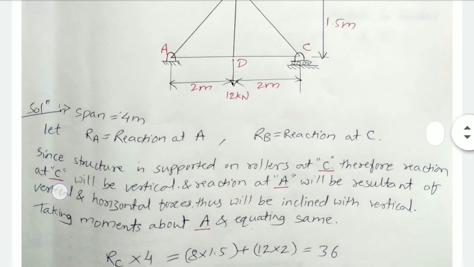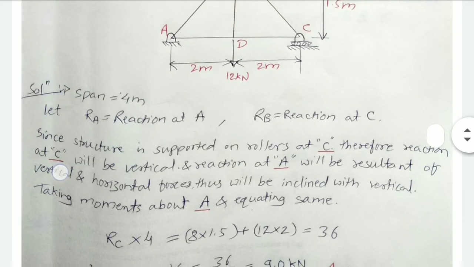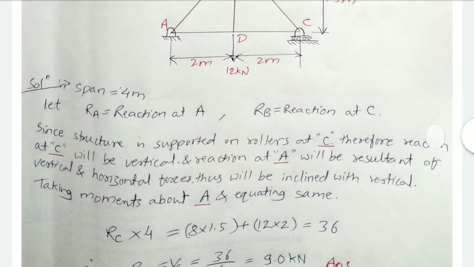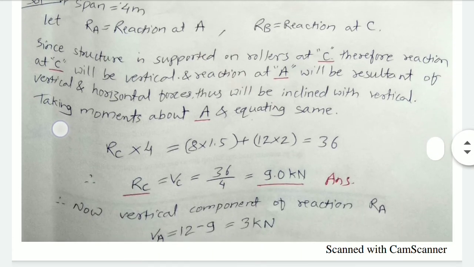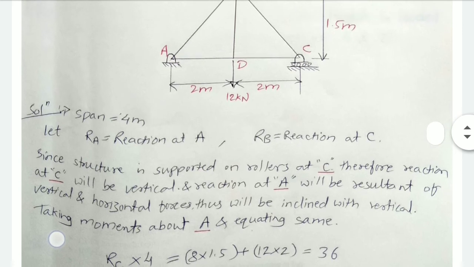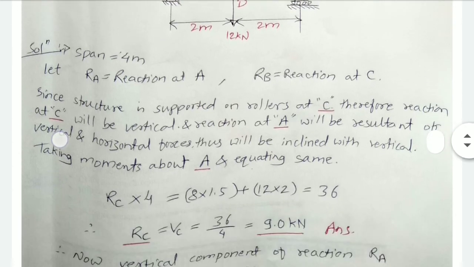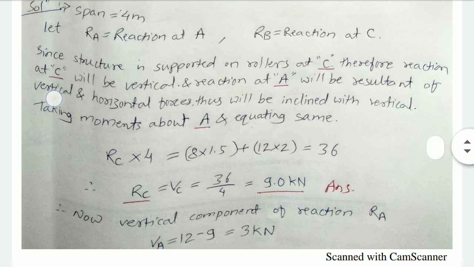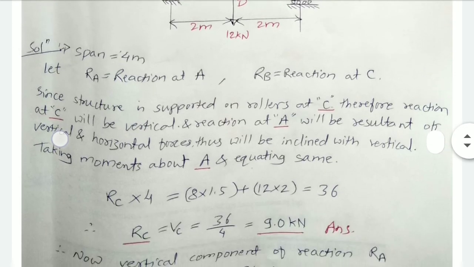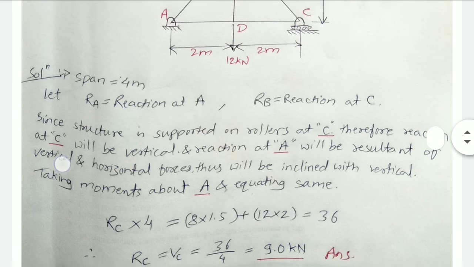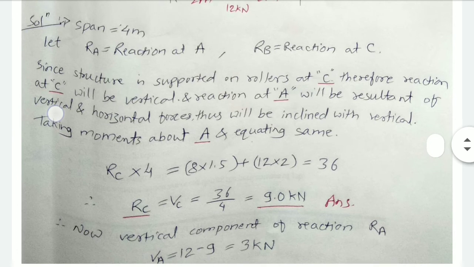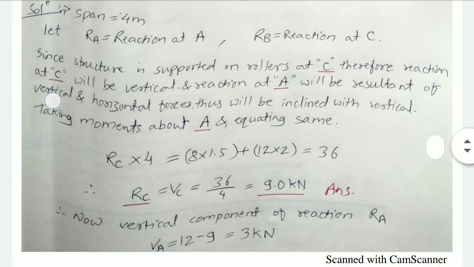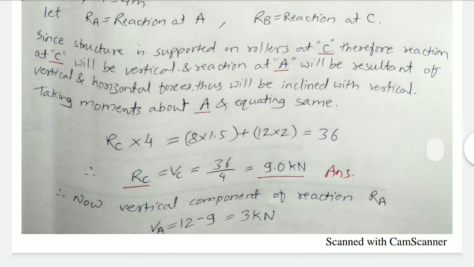Now we have to find the reaction at A. We know that the reaction at A is the resultant of the horizontal and vertical forces, and it will be inclined. So we have to find the vertical force, horizontal force, and angle of inclination. Taking the vertical components, they are at point D and at point C, in opposite directions. C is upward and D is downward. So it will be 12 minus 9, so the vertical component VA upward is 12 minus 9 is 3, because of equilibrium.